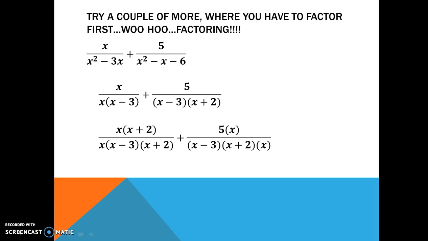Now I just need to distribute that x in the numerator of the first one. x times x is x squared, x times 2 is 2x. The second fraction just came down exactly like it was. And now I combine like terms. So the 2x and the 5x are going to come together and be 7x. And again, my bottom numbers just keep repeating, coming down, coming down, until my final answer, once I get them to match.